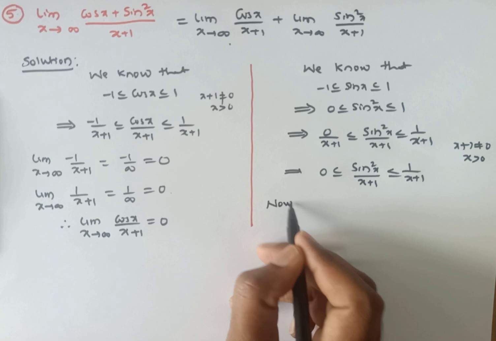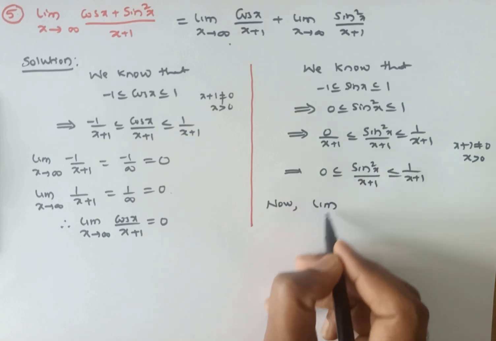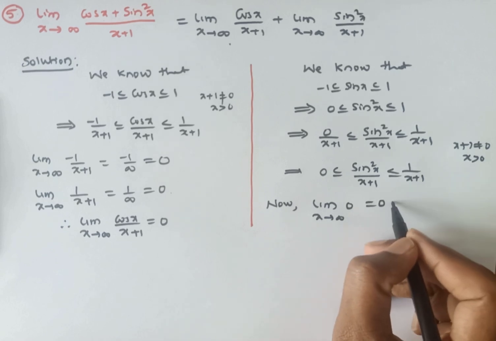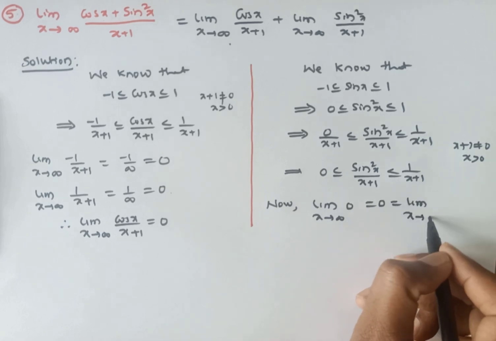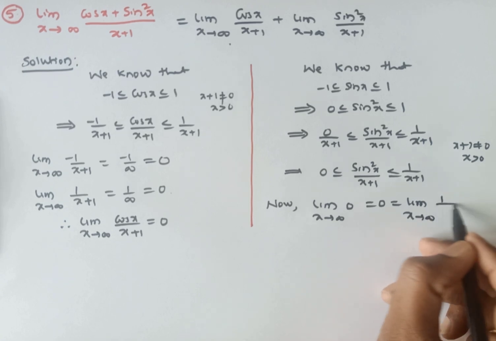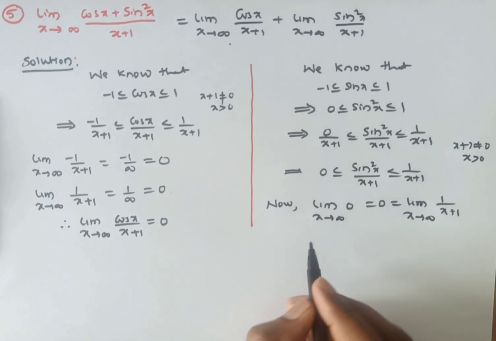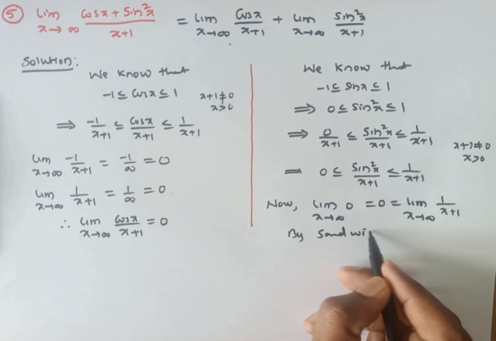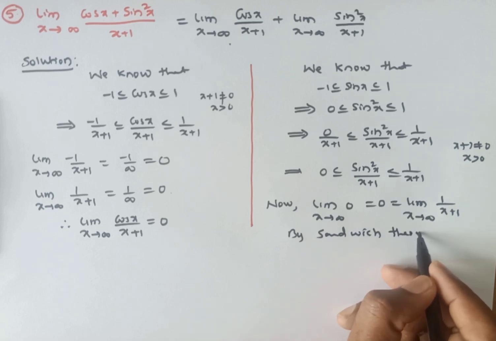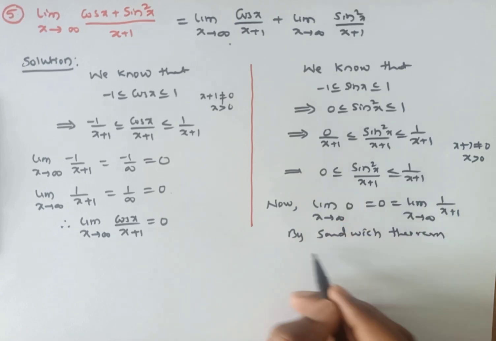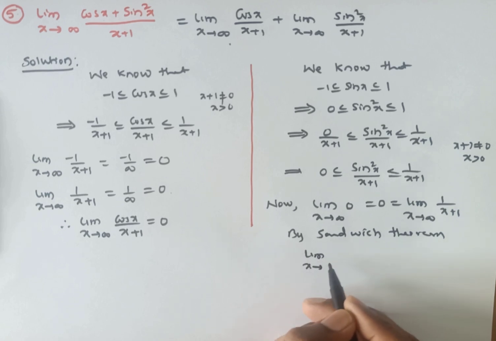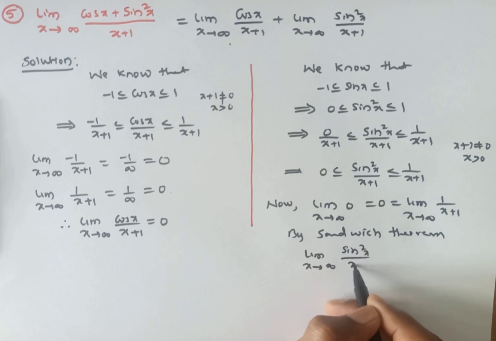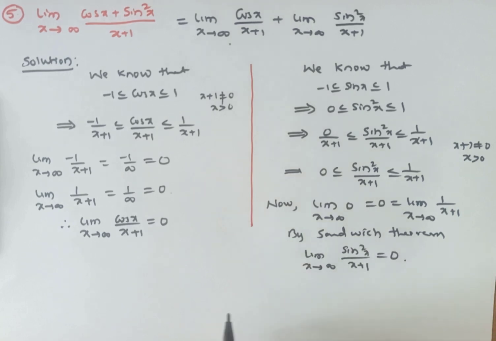Now find out the limits of both the functions as x goes to infinity. As x goes to infinity, 0 is always 0, and the limit as x tends to infinity of 1 by x plus 1 is also 0. So both are equal. Therefore, by the sandwich theorem, the limit as x tends to infinity of sin square x by x plus 1 is 0.